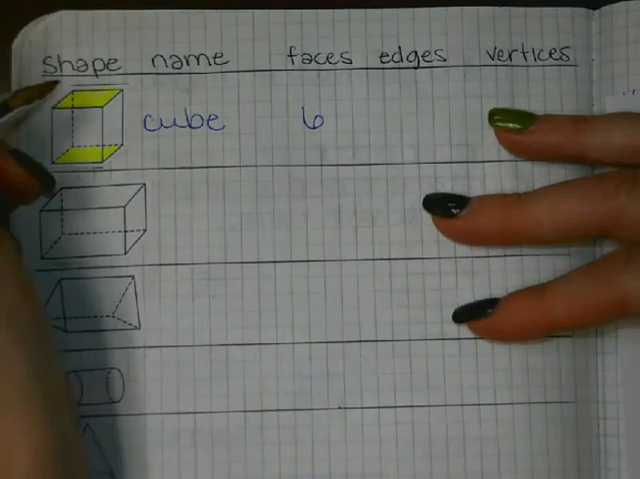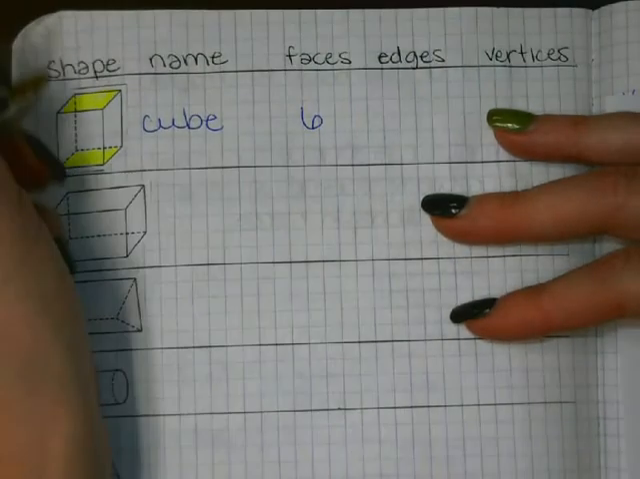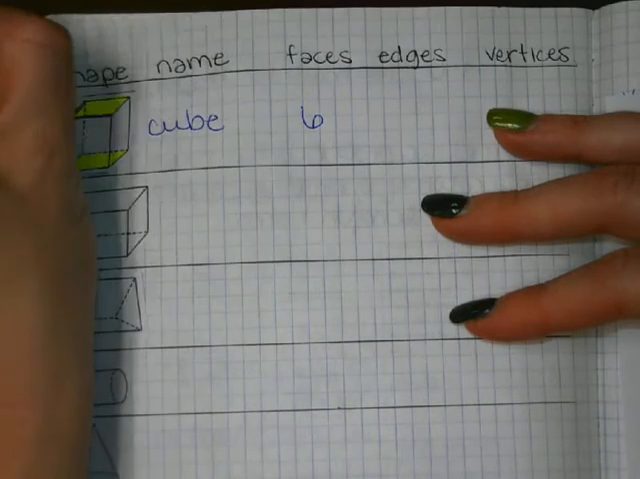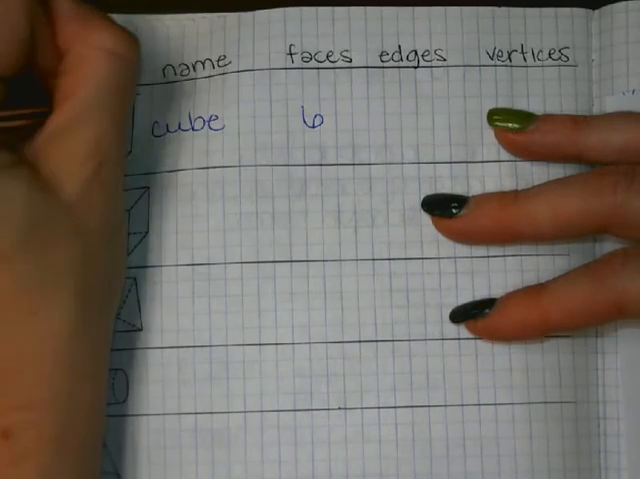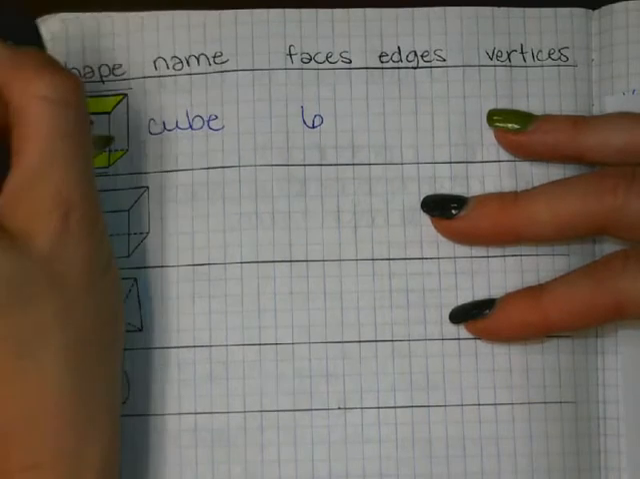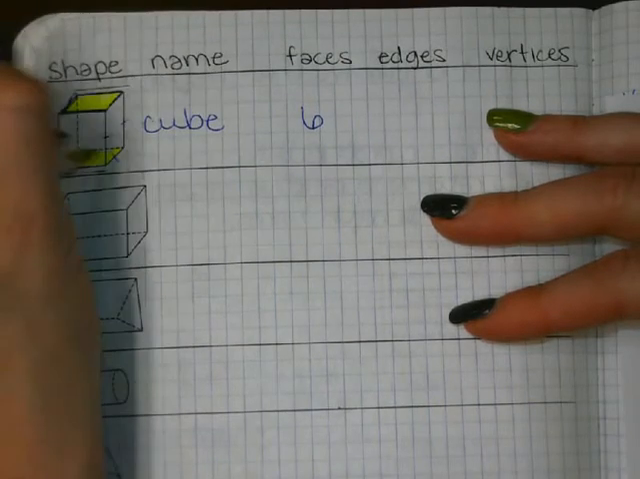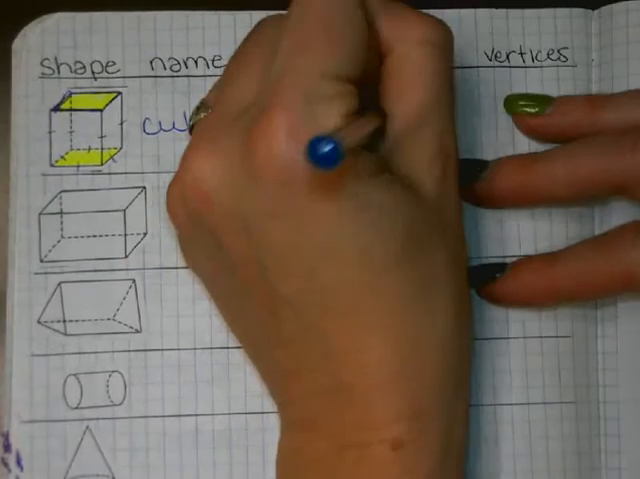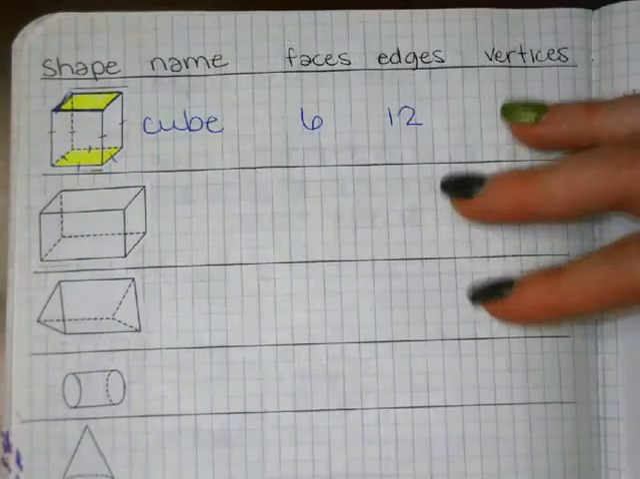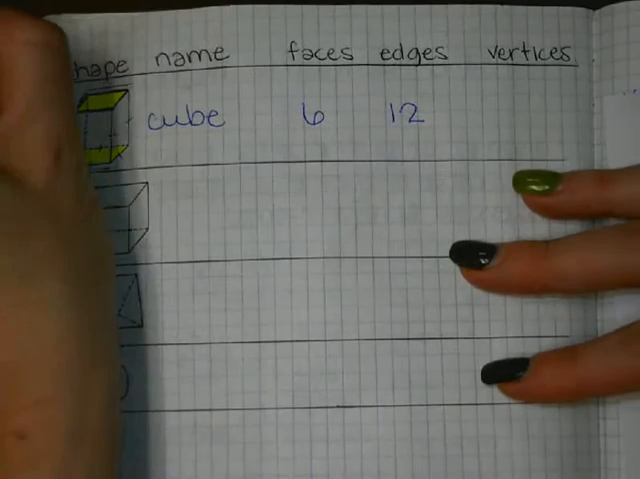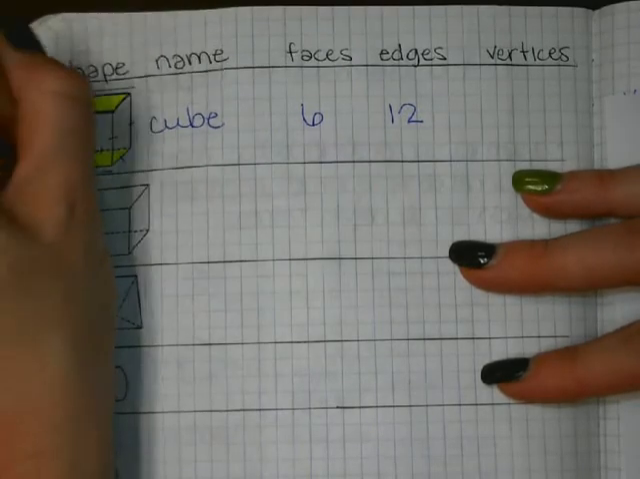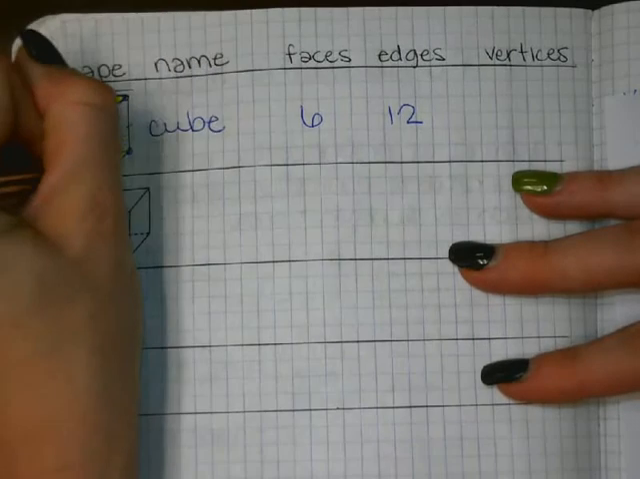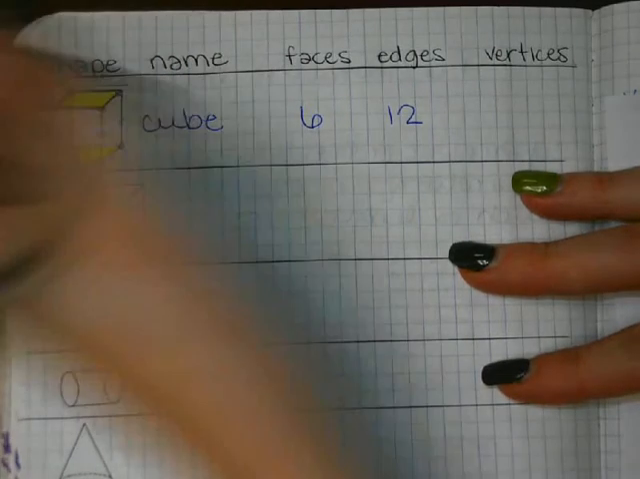Now my edges, remember by definition, are where two faces meet, and it's a line segment. So I have 1, 2, 3, 4, 5, 6, 7, 8, 9, 10, 11, 12. 12 edges. And then vertices are the intersections. So I'm going to put little points. And I have 4 and 4, so I have 8.